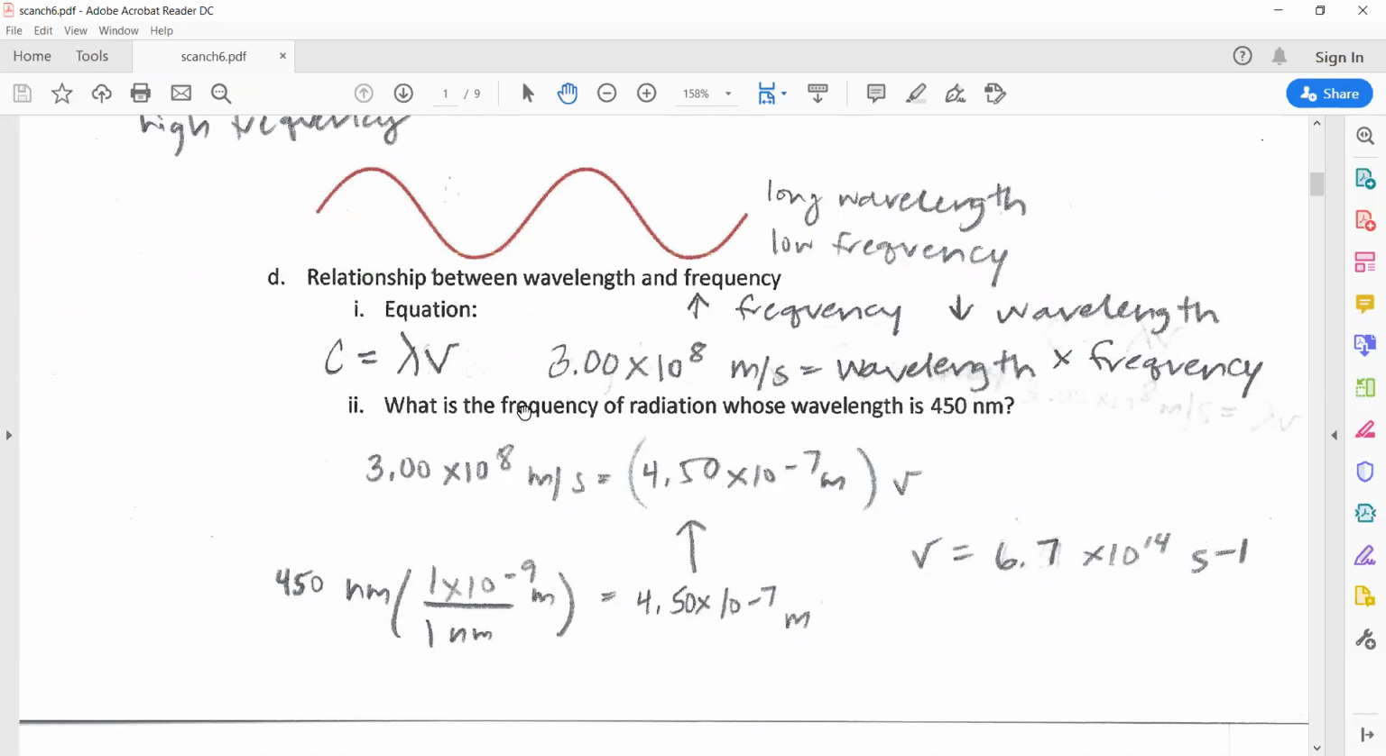And we know the speed of light, so we can divide in order to get our frequency. And I did use the correct sig figs in our frequency. Our answer needs to be in only 2 sig figs. So 6.7 times 10 to the 14th. And I wrote seconds minus 1. I also could have written hertz there. So that's how we can calculate frequency from a given wavelength.